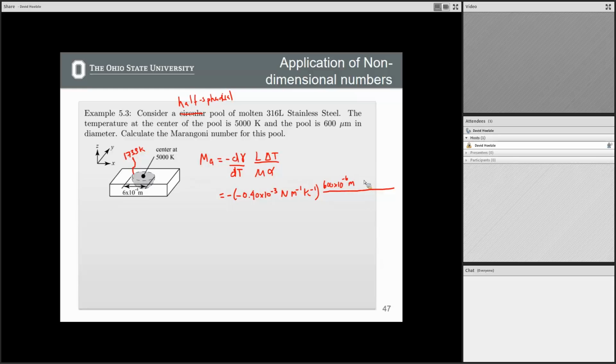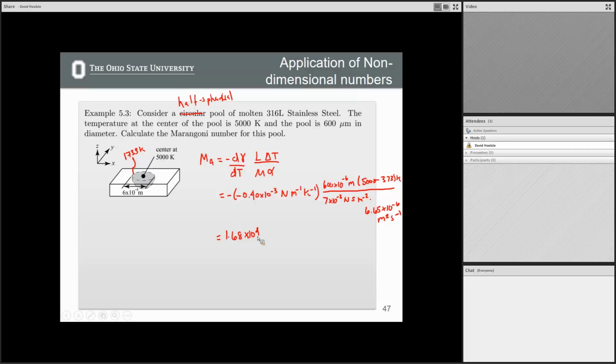Length, delta temperature, 5,000 K by 373 K. And then we have the viscosity. And diffusivity. Okay. Throw this all in, we get 1.68 times 10 to the 4, which is a large number.